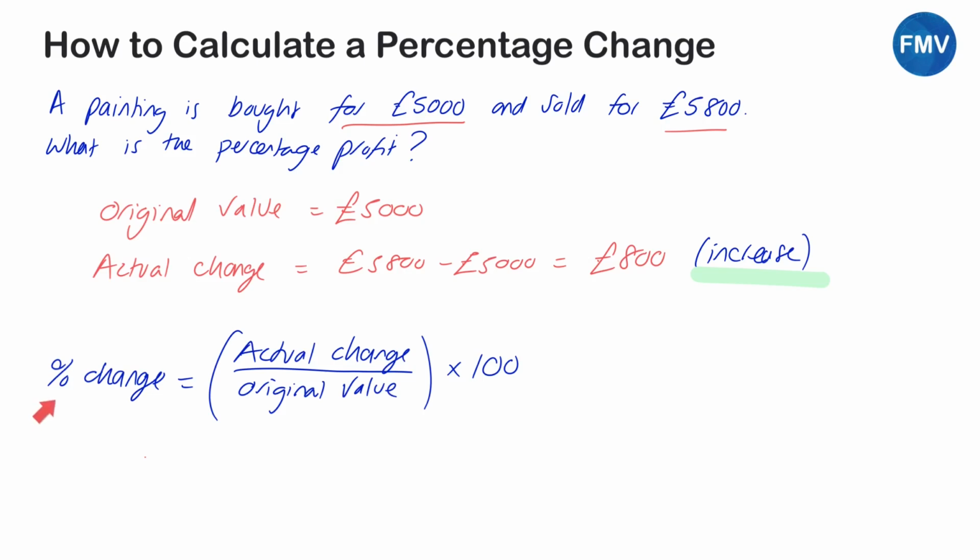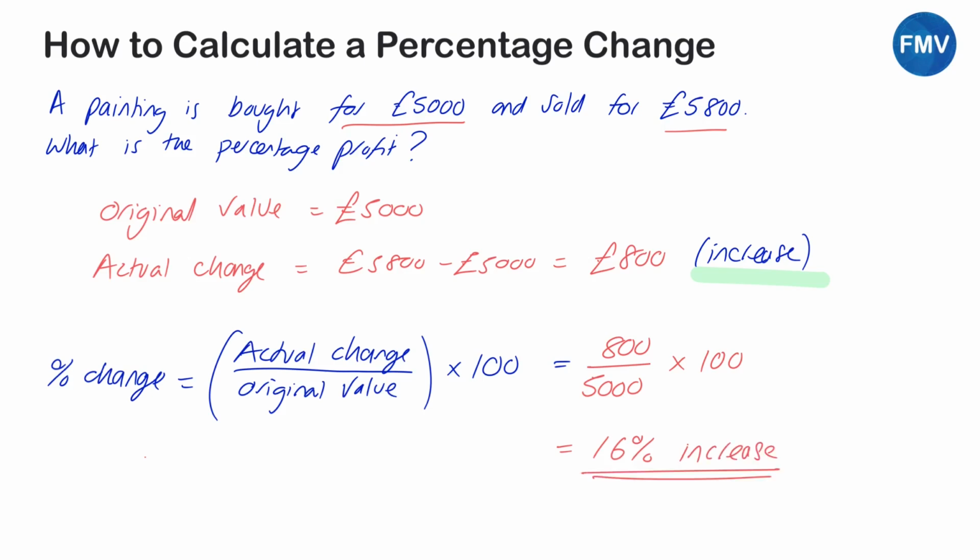So our formula is percentage change is equal to the actual change divided by the original value multiplied by 100 to get a percentage. So in our case here, we have got 800 divided by the 5,000 multiplied by 100, and that will give us a fraction of the change to the original. And all we're doing then is multiplying by the 100 to get the percentage. Let's do that in our calculators. So we can see in this case here, if we do that calculation, we get 16%.